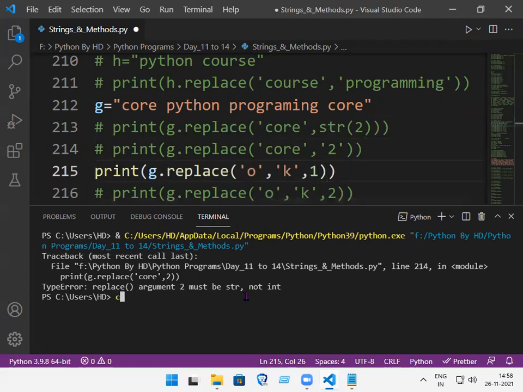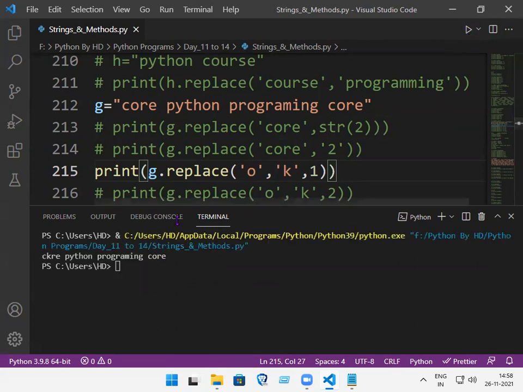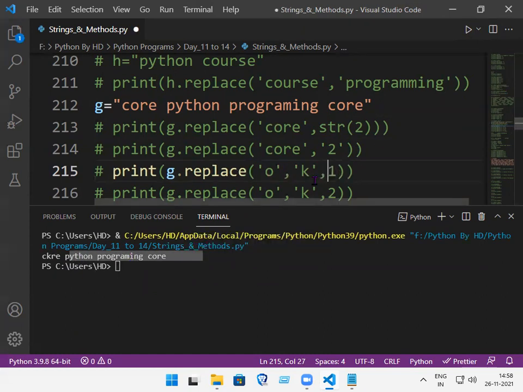Now see here what I'm doing. Remember slicing? Okay, forget slicing. If you know it also, okay, fine. Now g.replace. I am replacing this O with what? K. For how many times? One time. So what will happen here? The O is getting replaced one time. So what will we get? CKRA, and the remaining all O's as they are. Okay.